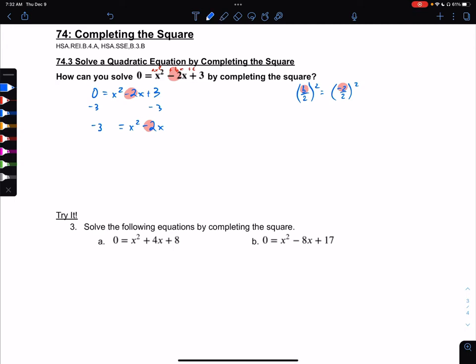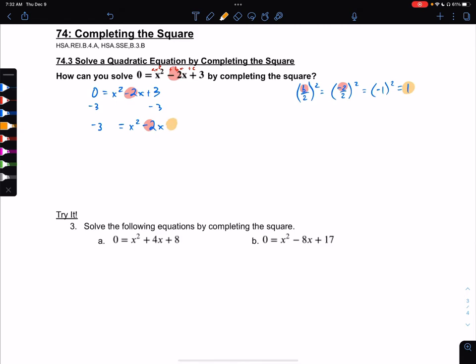So -2 divided by 2 would be -1, and -1 squared is 1. So this value of 1, let's put that in orange, is going to get added to both sides of our equation. So +1 plus 1. So the left side, -3 plus 1 becomes -2.